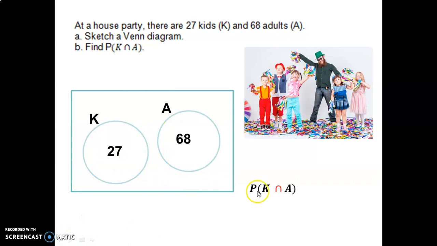So what that tells us is that when we're looking for the intersection, like in this problem, it's one of those situations where these are mutually exclusive, so they will have no intersection. The intersection is kid and adult. There's nobody who is both at the same time. There is no intersection. It is 0.